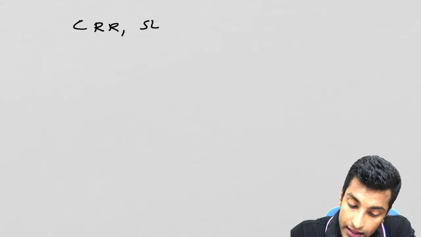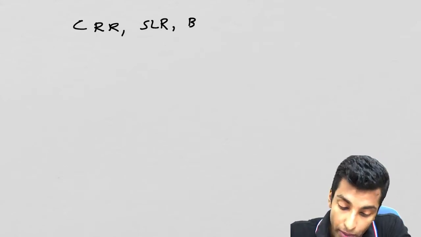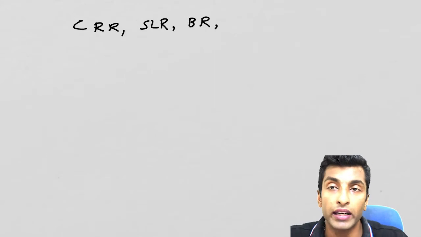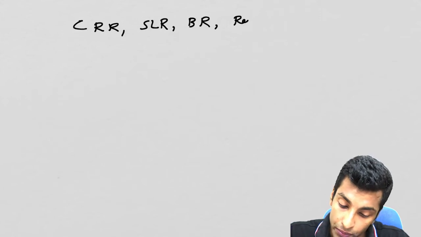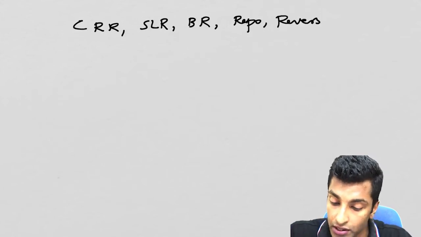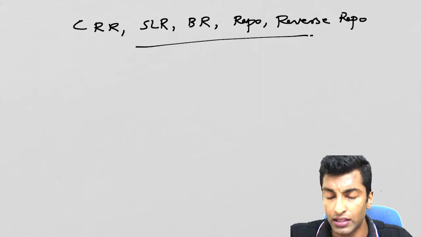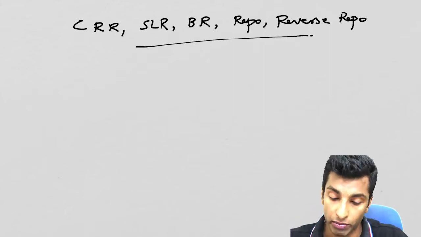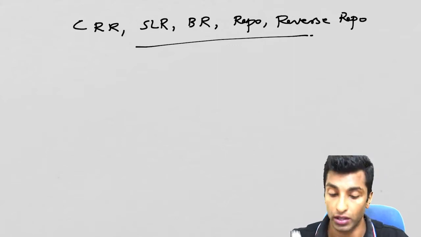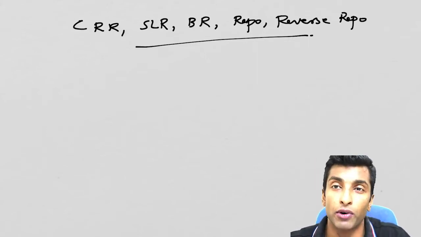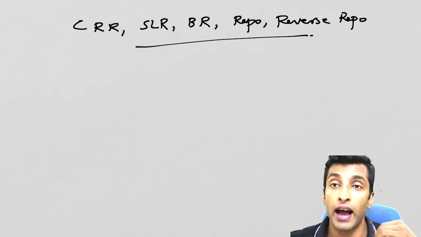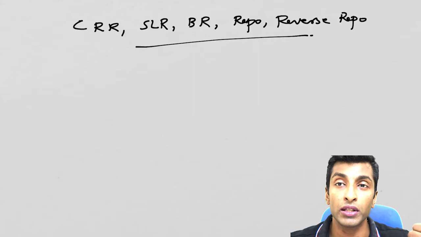What are they? The quantitative measures are CRR, SLR, and then we have discussed about bank rate. We have also discussed about the liquidity adjustment facility. In that we have discussed about repo and reverse repo. And then we have also discussed about market stabilization scheme under quantitative measures. But here predominantly we are going to talk about these 5 tools which are available with RBI. So we'll see in different types of policies, like in contractionary policy how RBI is going to deal with these tools, and in expansionary policy how RBI is going to deal with these tools.